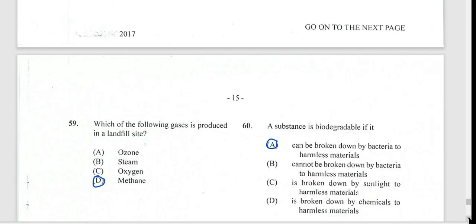60. A substance is biodegradable if it can be broken down by bacteria to harmless materials. A is your answer here for question number 60. Now that takes us to the end of this past paper, 2017 it was, Human and Social Biology.